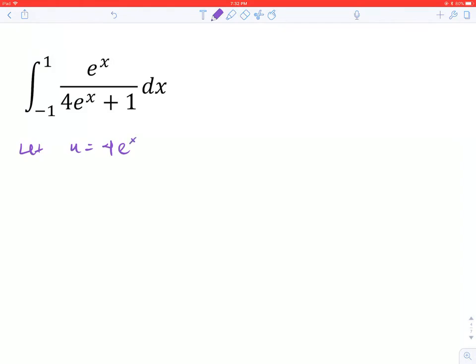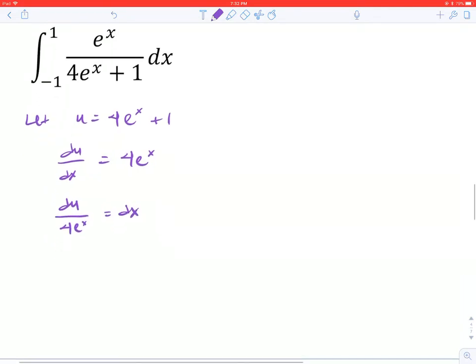Okay, so why don't we let u equal to 4e to the x plus 1. So du over dx is 4e to the x, 4 times e to the x. You'll have du over 4e to the x is equal to dx. Changing our limits of integration.